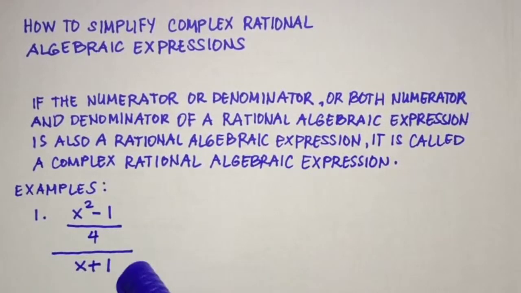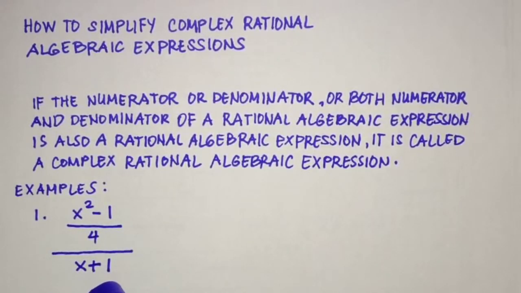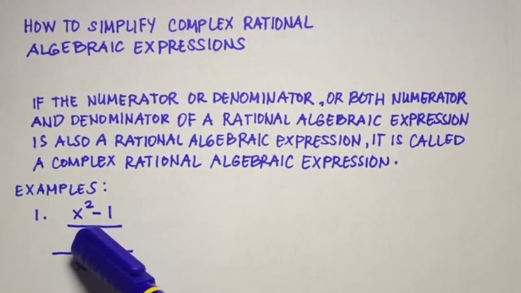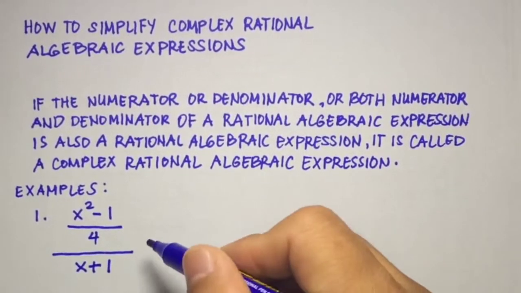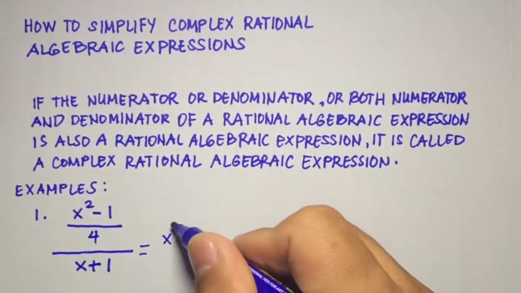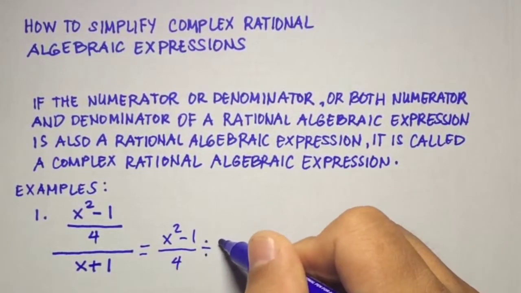Number 1. (x squared minus 1) over 4, all over x plus 1. So the numerator here is a rational algebraic expression. So this is an example of a complex rational algebraic expression. Now, to solve this one, we're going to separate the numerator, then change the division bar to a division sign. So this will be equal to (x squared minus 1) over 4 divided by (x plus 1).